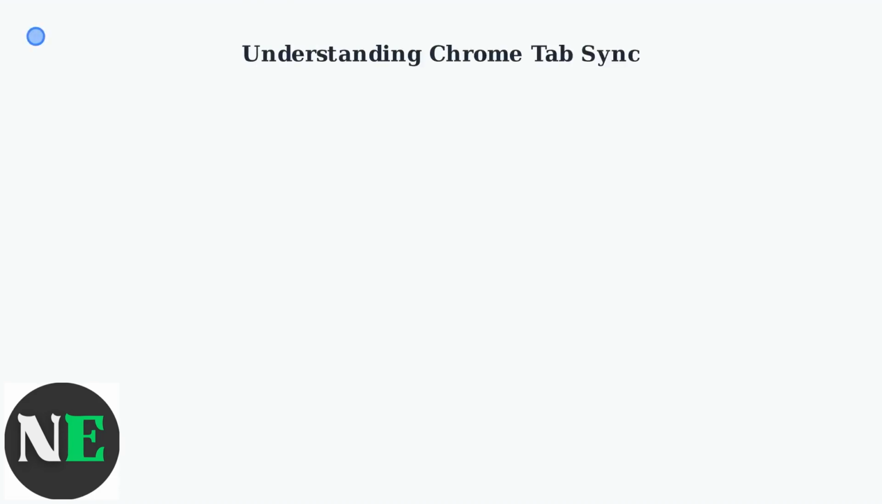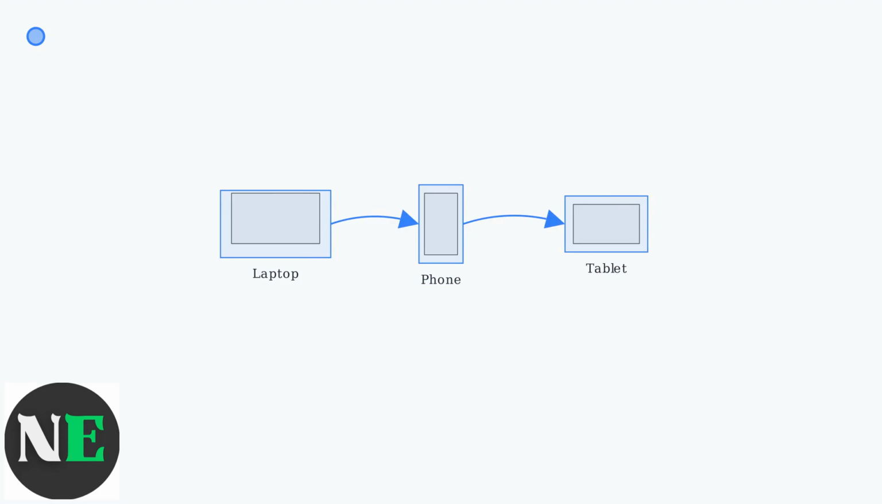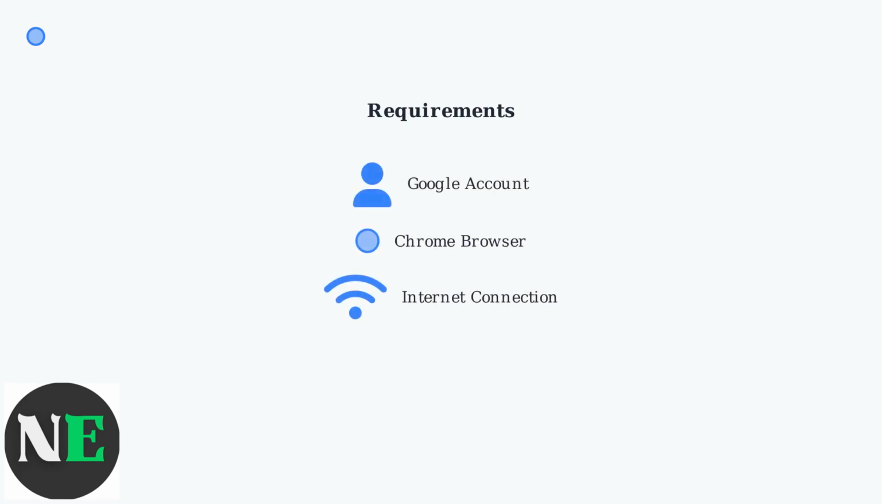Chrome Tab Sync is a powerful feature that allows you to access your open browser tabs across multiple devices, creating a seamless browsing experience wherever you go. This feature continuously monitors your open tabs, their URLs, and browsing state, then synchronizes this information across all your connected devices in real time. To use Chrome Tab Sync, you need three essential requirements: a Google account, the Chrome browser installed on all your devices, and an active internet connection.